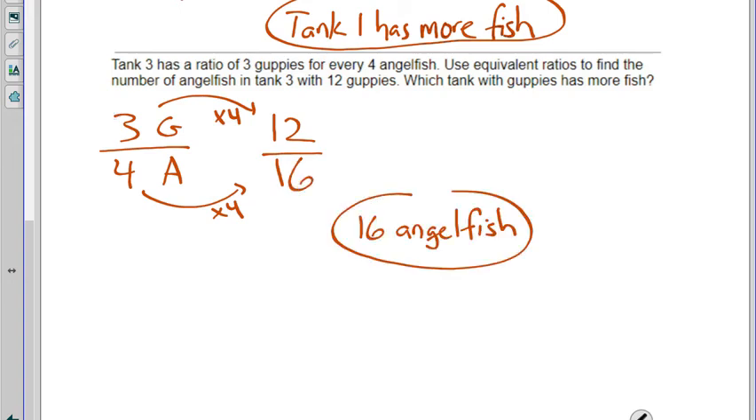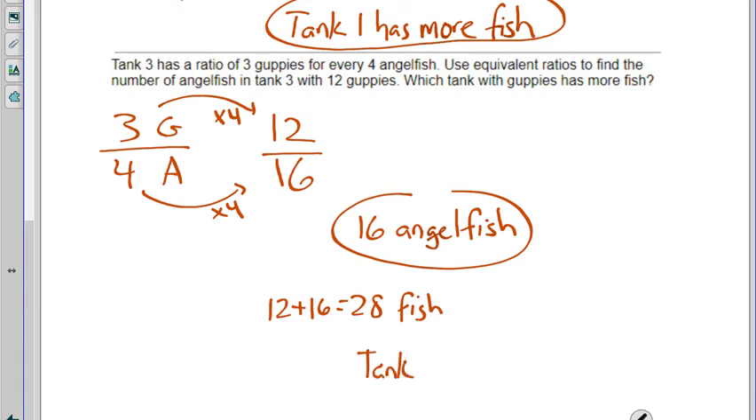And they also asked which tank with guppies has more fish. And so this tank has 12 plus 16, which is 28 fish. And the other tank with guppies had 27 fish. And so this tank 3 has more.